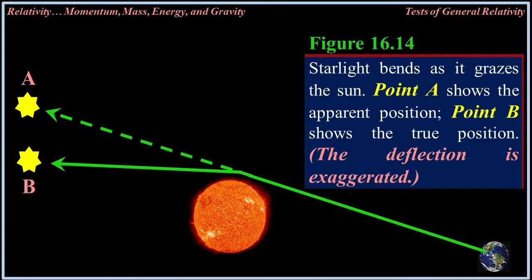Figure 16.14: Starlight bends as it grazes the Sun. Point A shows the apparent position. Point B shows the true position. The deflection is exaggerated.